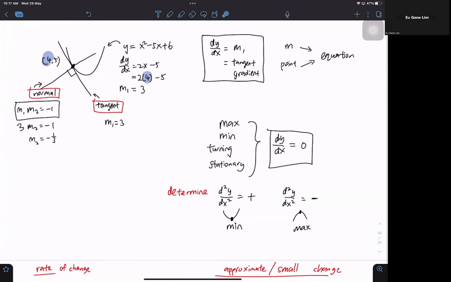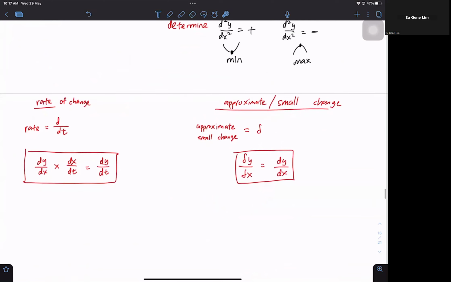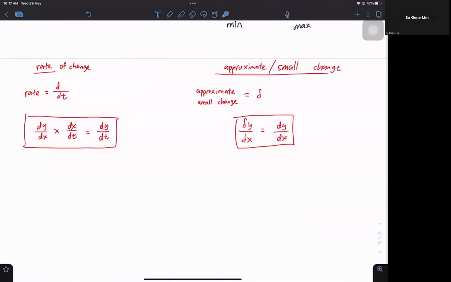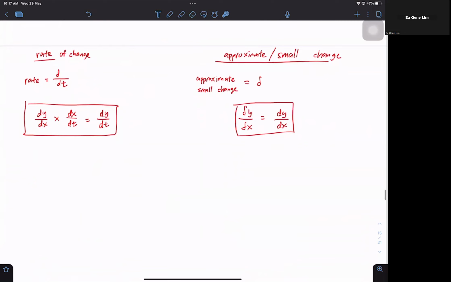Okay, next one, the last topic. The last topic is rate of change and small change, also called approximate change. Whenever you see the word rate of change, remember the word rate is dt, and dt is always at the bottom. This one also you can take a picture. Take a screenshot. Remember, the word rate means dt, always at the bottom.